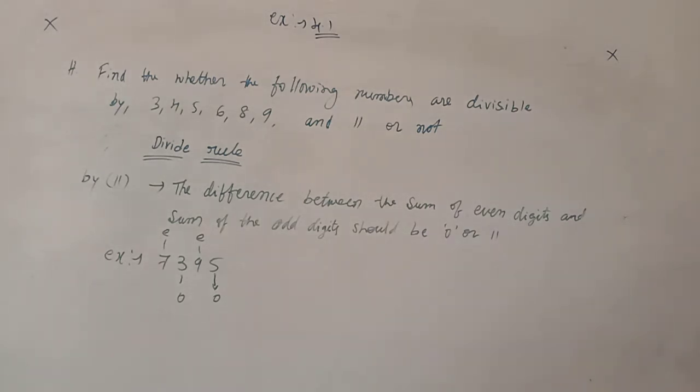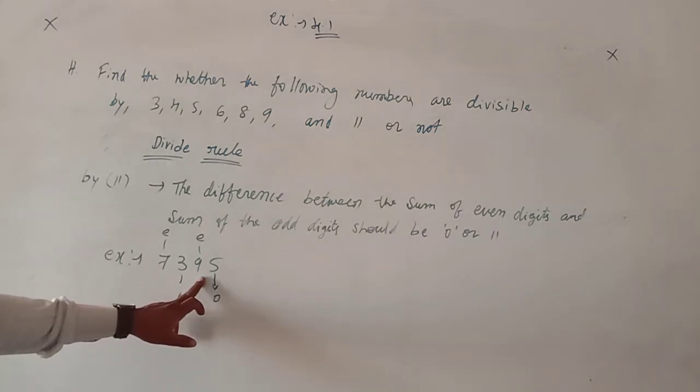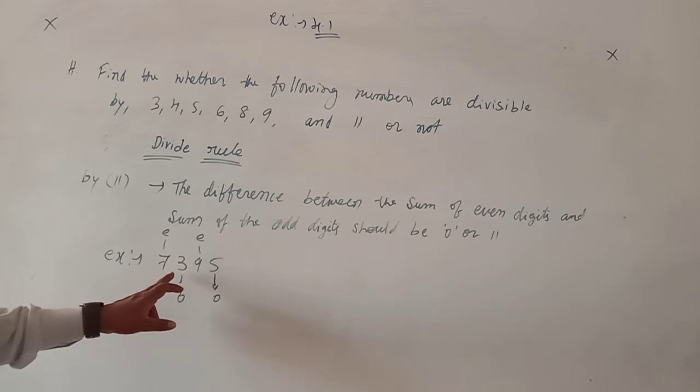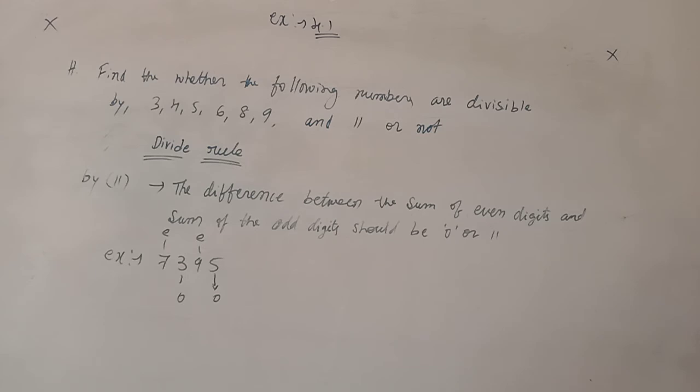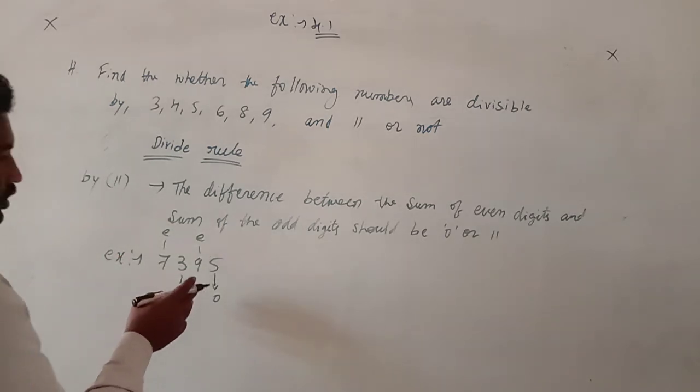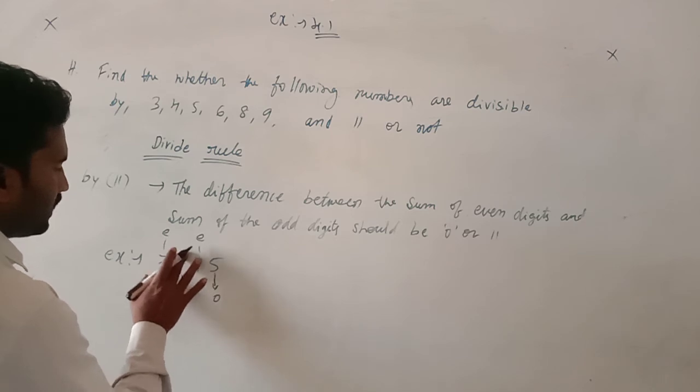So what is the sum for even place? 7 plus 9 is 16. Sum of odd place: 3 plus 5, it is getting 8. So the difference between these two, 16 minus 8, it is getting 8. So it means the number cannot be divisible by 11. So it is wrong.